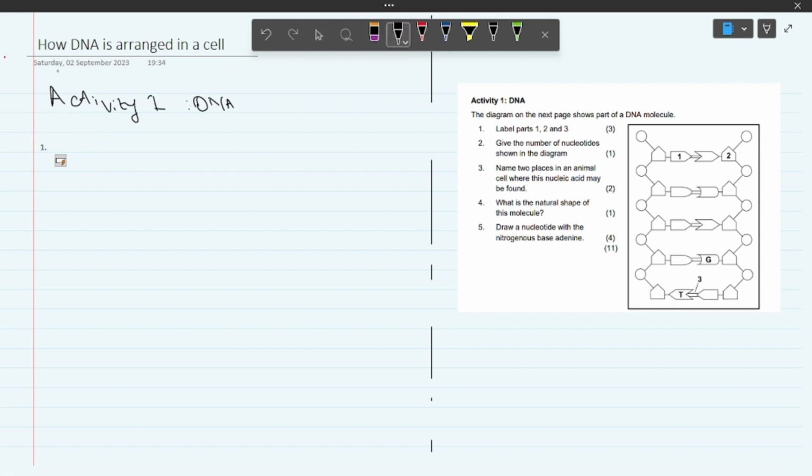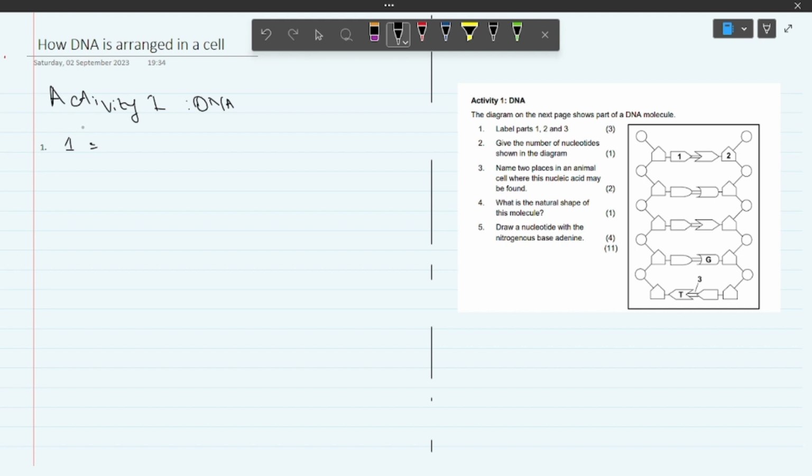You should label 1, 2 and 3. So the number 1 in the diagram represents what? Number 1 in the diagram represents a nucleotide. Basically we know that the double helix molecule, the DNA molecule, has what? It's a double helix structure, which means they are what?